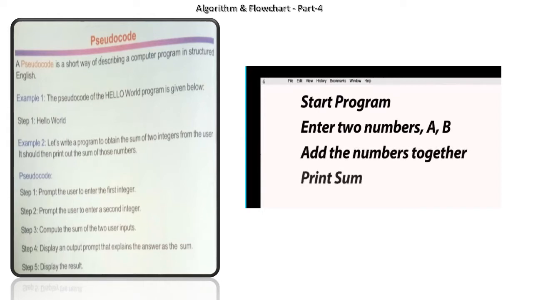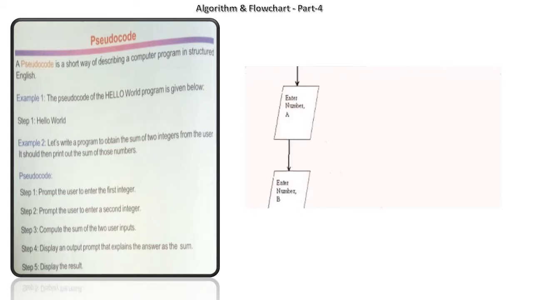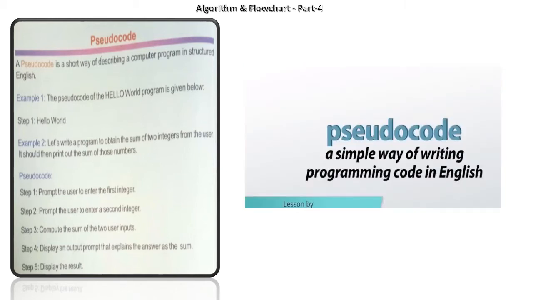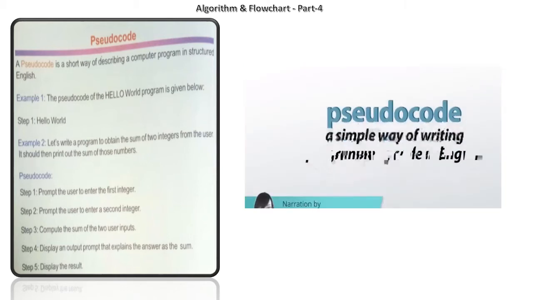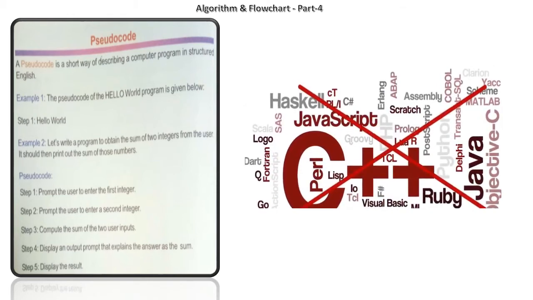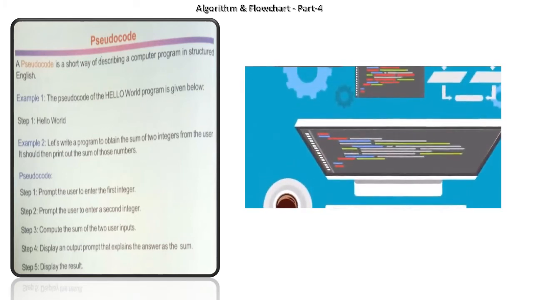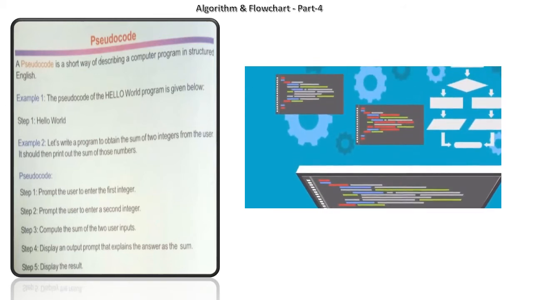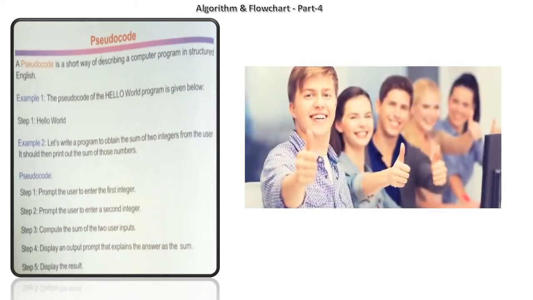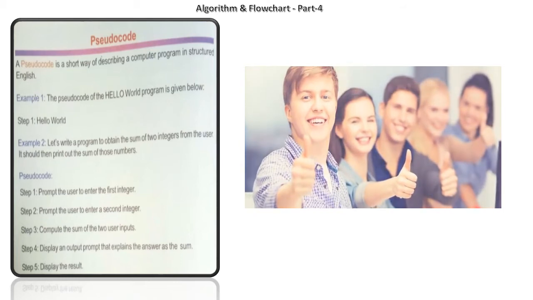Understood? Okay, next one, pseudocode. Step 1. Prompt the user to enter the first integer. Here computer will ask the user to enter the first number. Step 2. Prompt the user to enter a second integer. In second step, computer asks the user to enter the second number.